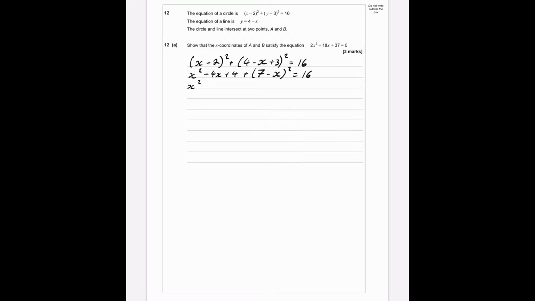I'm now going to expand out the 7 minus x, leaving the x squared minus 4x plus 4 alone. So that's going to be plus 49 minus 14x plus x squared. Still equal to 16. And then move everything onto the left-hand side and collect like terms. 2x squared minus 18x plus 37 is equal to 0, which is what the question wanted.